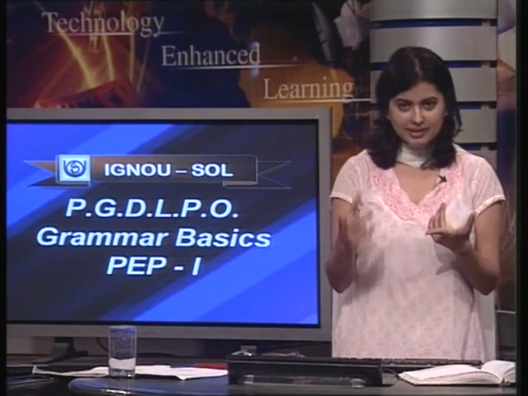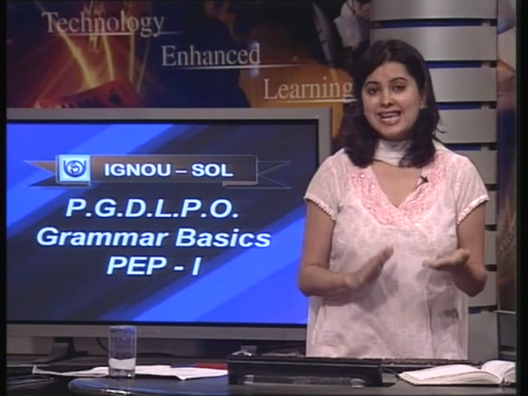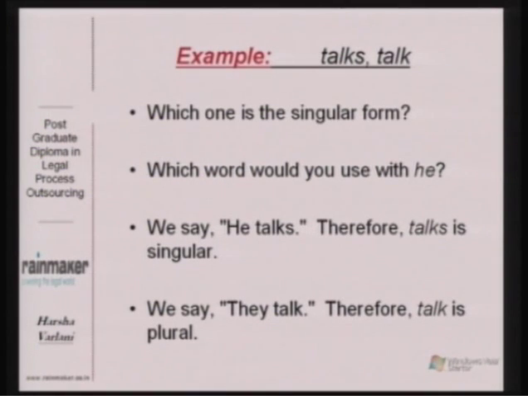For example, look at the screen again. We say he talks. Therefore, talks becomes singular. It is a singular verb. And we say they talk. Therefore, talk is a plural verb. This is how you can recognize which verb is singular and which verb is plural.